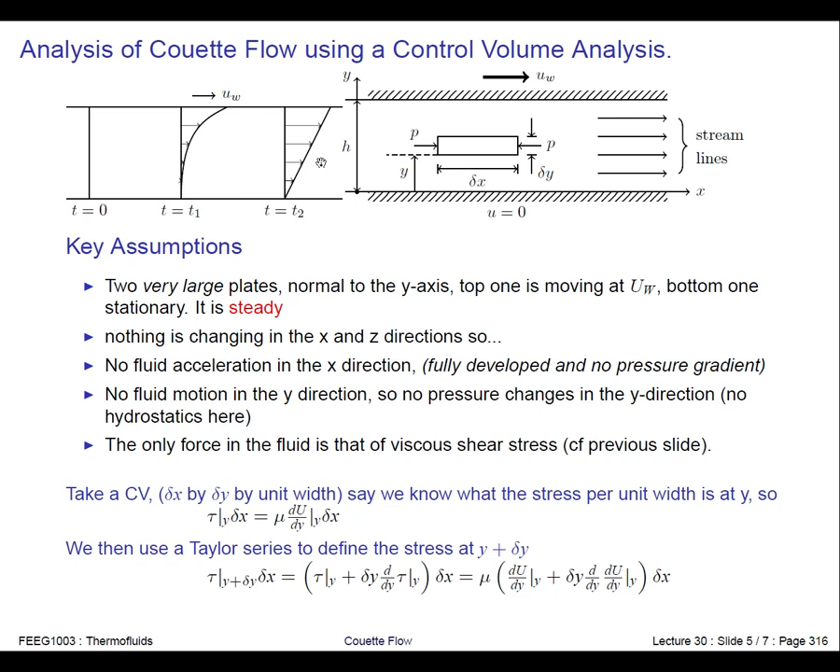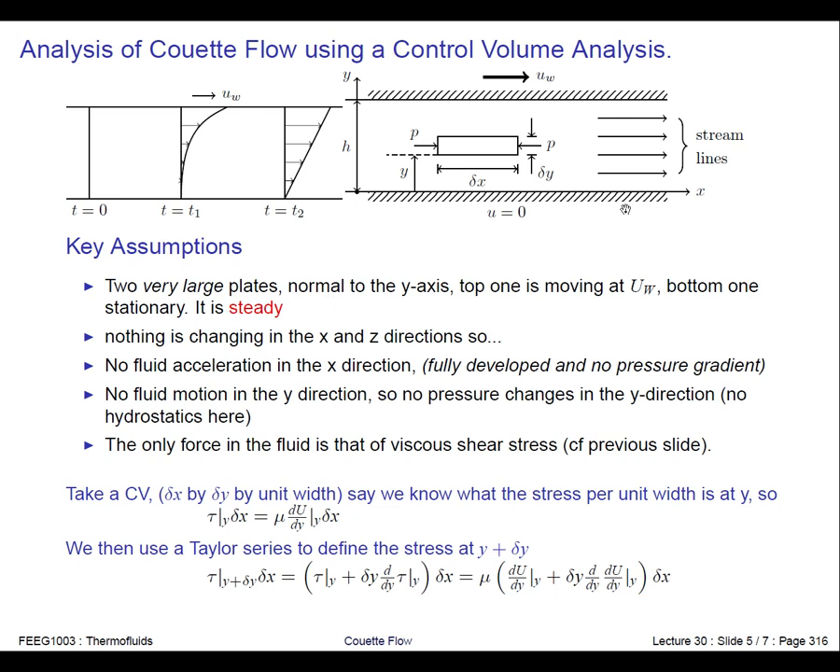And now we want to look at why we get the linear velocity profile at the steady state condition when nothing is happening. Okay, so classically, how do we approach this problem? We draw a control volume and we do a force balance. So we can make some assumptions here.